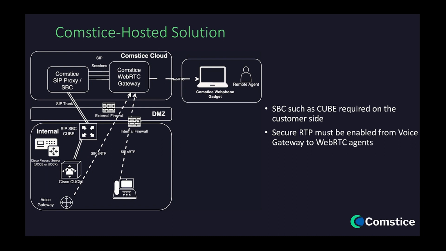If it's a Comstice-hosted solution and there is no VPN between Comstice and your network, we highly recommend using session border controllers, because the communication will go through the public internet, and session border controllers provide additional security. If you don't have CUBE, Comstice can provide an instance of the Comstice SBC running on your local network. If there's a VPN, then no SBC is needed. We can do a direct SIP trunk through the VPN.